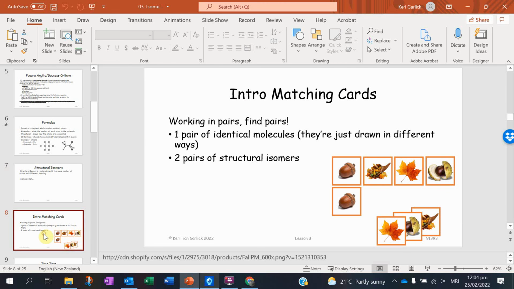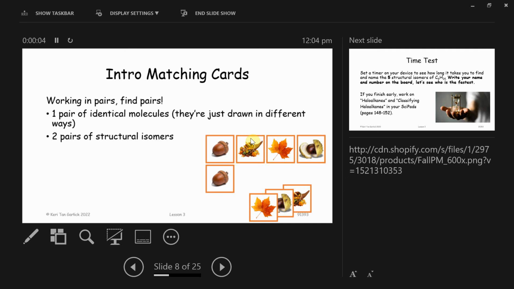Okay. What I want you guys to try to find in that set is a pair of identical molecules. There are two molecules in there that are exactly the same. I've just drawn them differently, but when you go to name them, they would be the same molecule. And there are also two pairs of structural isomers. So basically, you're looking for three pairs in the set. I'm going to hand out those sets, and you guys have a chance to hunt around. It's a really good refresher for our isomers.